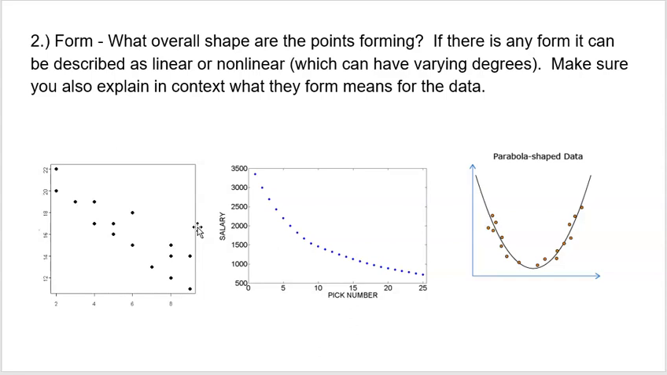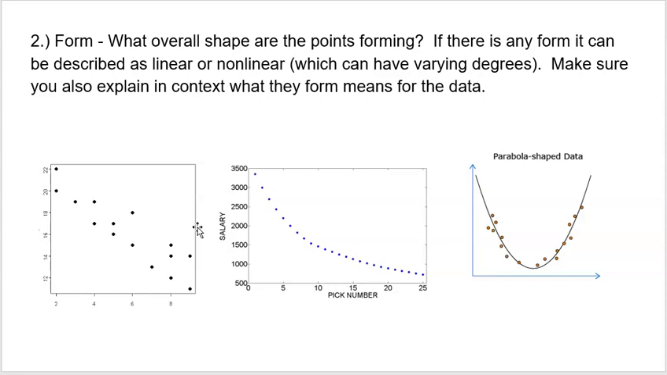All right, then we look at the form. Form is what overall shape are the points forming? If there is any form, it can be described as linear or nonlinear. And nonlinear could have varying degrees. Like you could see a giant curve or a slow curve or a parabolic curve. So we usually just separate it as, do you see a line or do you see anything other than a line, which we just call nonlinear?